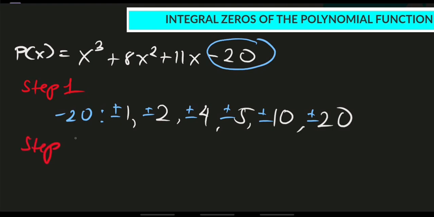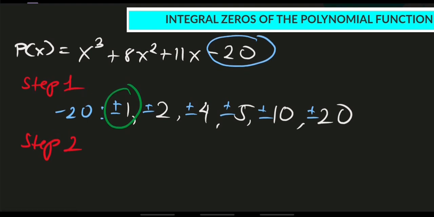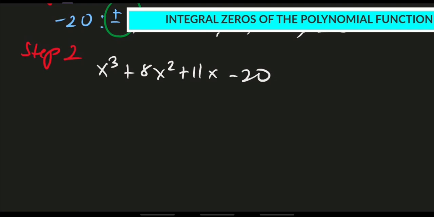So for step number 2, we need to pick at least one pair of possible integral zeros for this given problem, and it's up to you if you want to use evaluation or synthetic division to solve for its quotient. Okay, so let's try to use positive and negative 1. Again, I will rewrite our problem, that is x cubed plus 8x squared plus 11x minus 20. Right, so let's try to use x as negative 1 and x as positive 1. Let's try to use synthetic division.